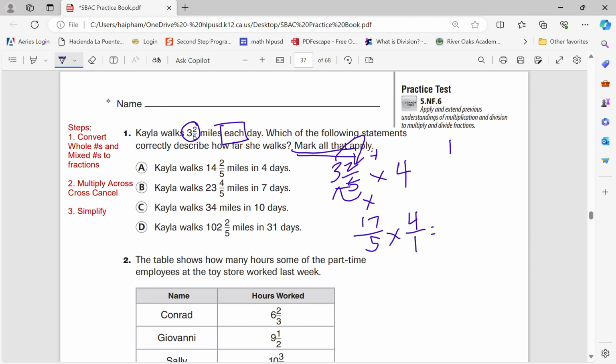I'm checking to see if I can cross cancel here, and at this point it's not possible. So let's go ahead and multiply across. We have 17 times 4. 7 times 4 will give me 28. 4 times 1 is 4 plus 2 is 6. So that gives me 68 over 5.